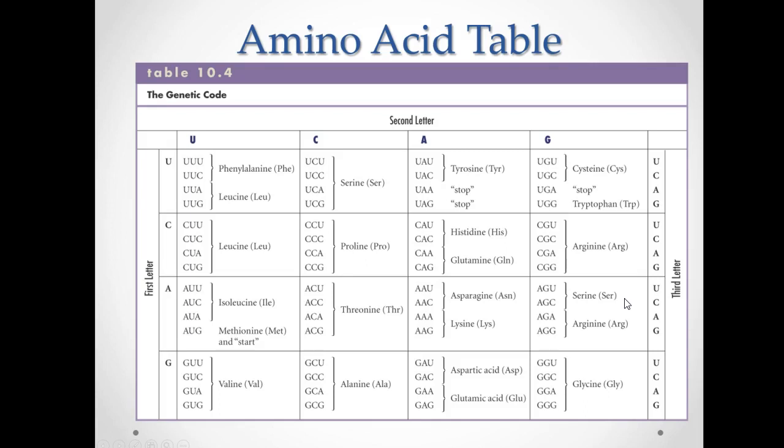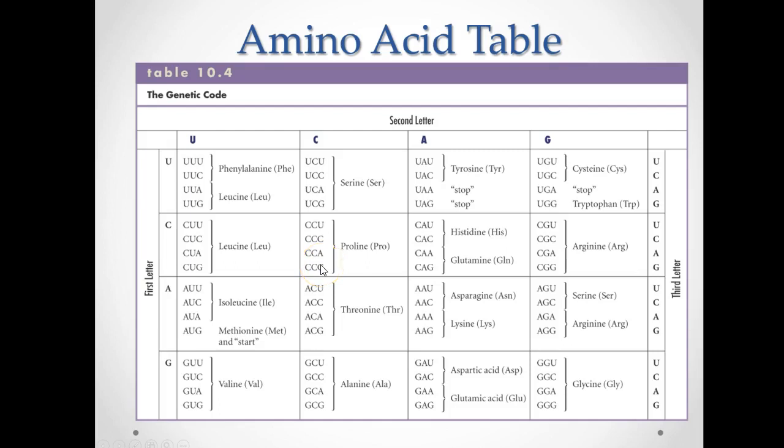So let's do an example here. Let's take CCG. All right, so let's find the amino acid for the codon CCG. So starting on the left, I'm going to find C. Here it is. Then I'm going to move over to the top here. Here's my next C. All of these are C's. And then on the far right-hand side, I'm going to find G, CCG. Here we go. CCG happens to code for proline.